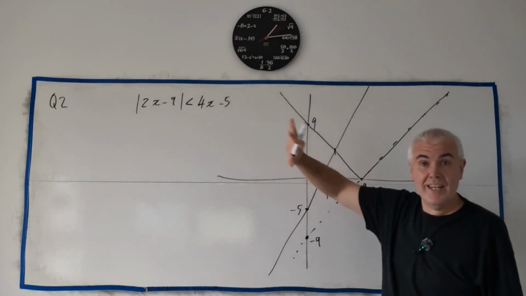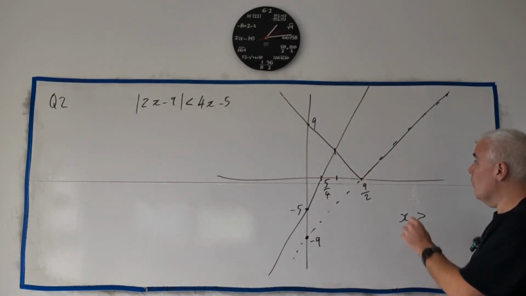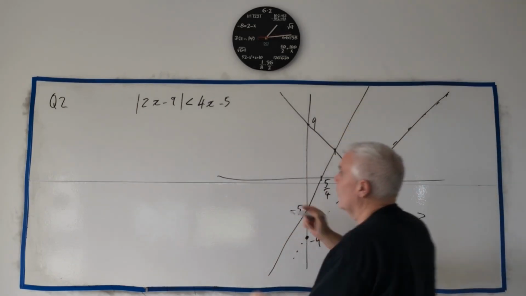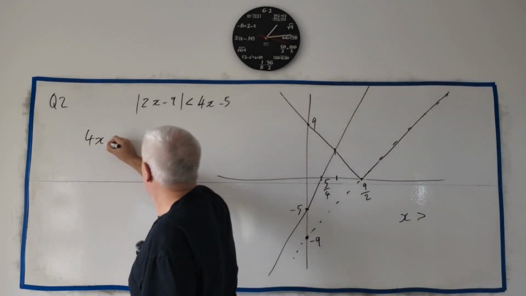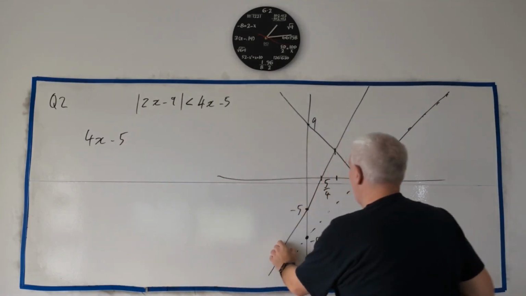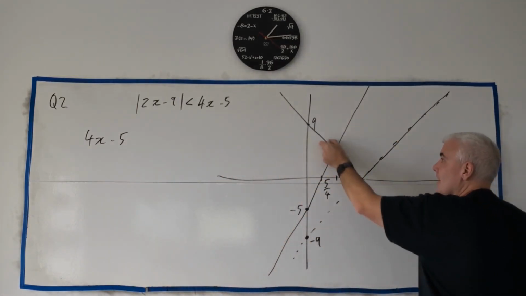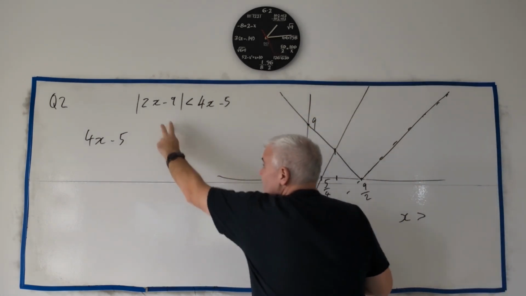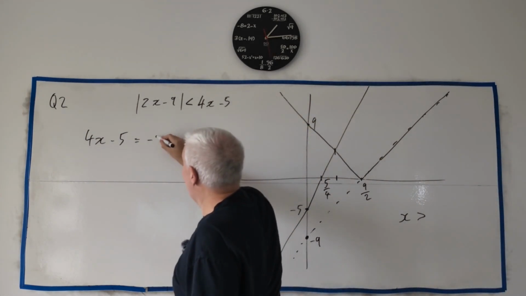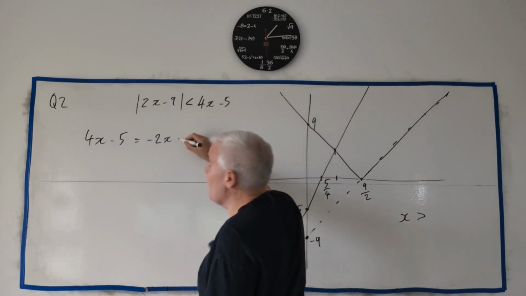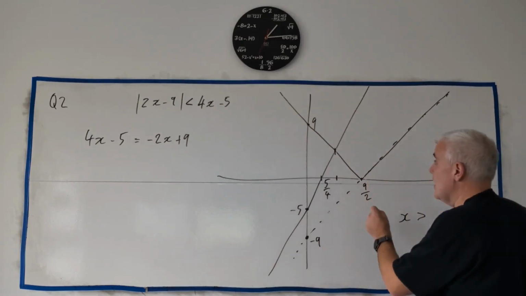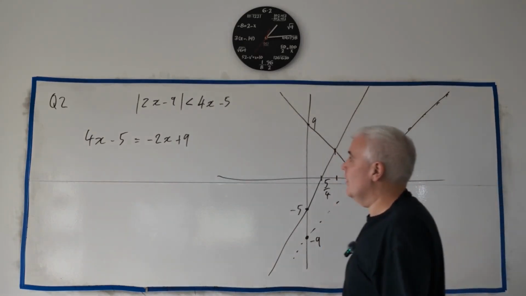So you can throw away a lot of what they give us. What they're really asking for is when is this line, 4x minus 5, equal to this line here? So what is this line? It's the minus part of this one. It's minus 2x minus 9 plus 9. So basically, when are they equal to each other? That's how I get this point.